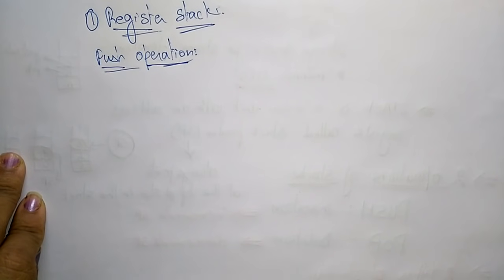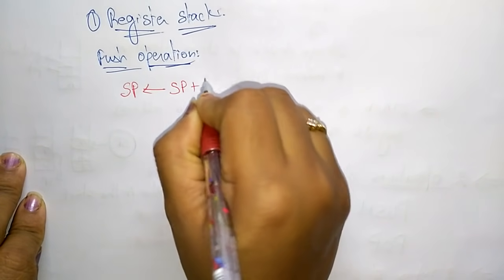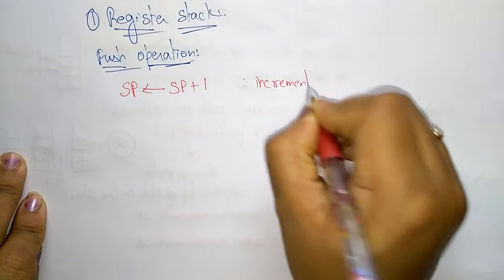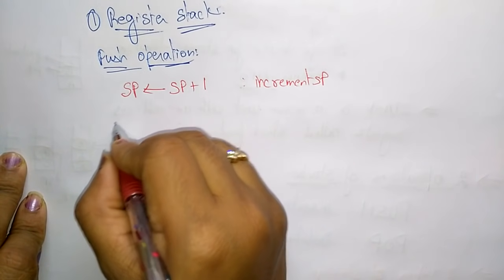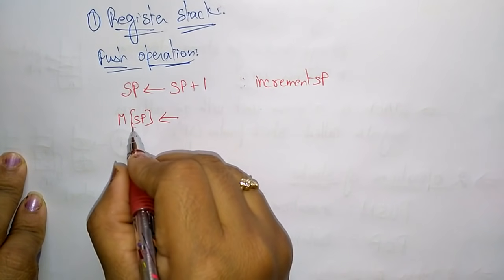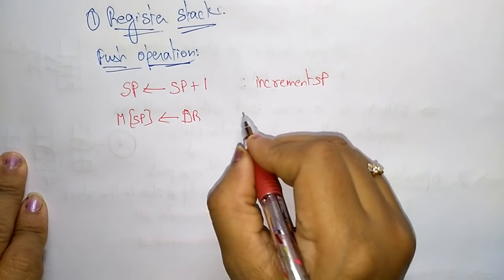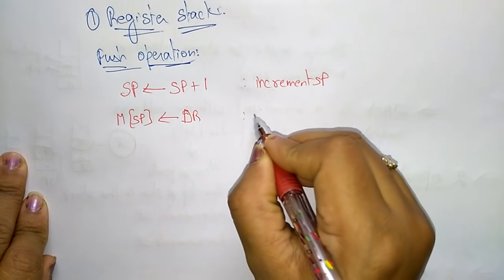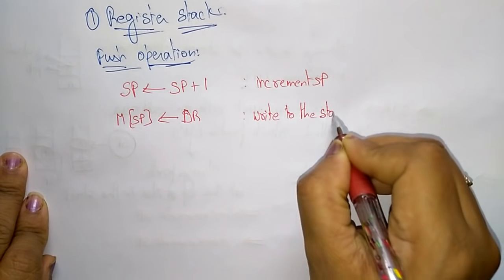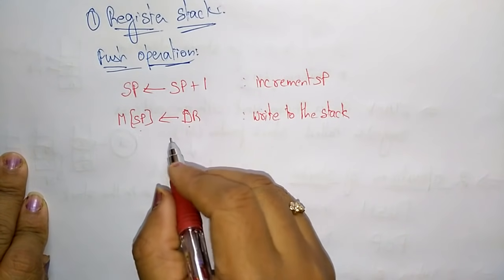So the push operation follows these steps: the stack pointer is incremented by one. Whatever data you want to insert, that is in the data register, and it should be placed on top of the stack. So this equation represents the write to the stack. The data should be entered into the stack, placed at the top of the stack pointer.